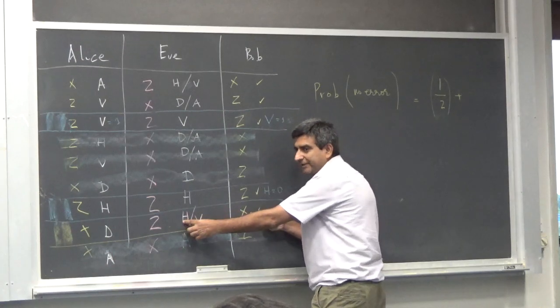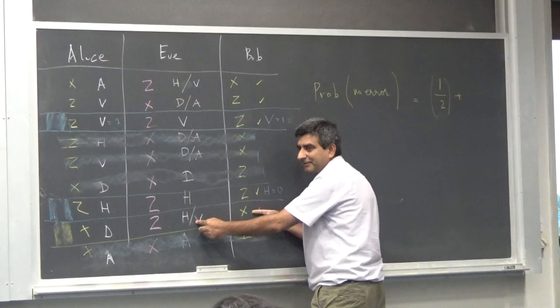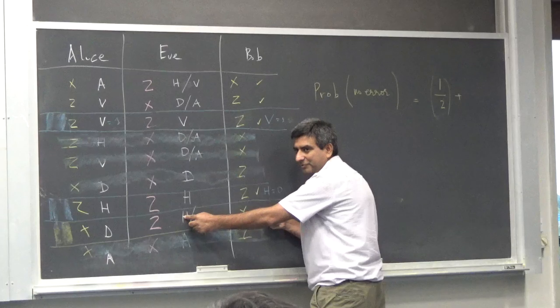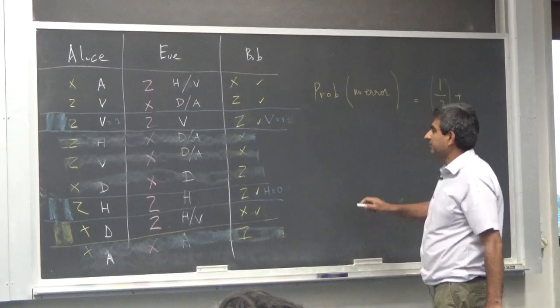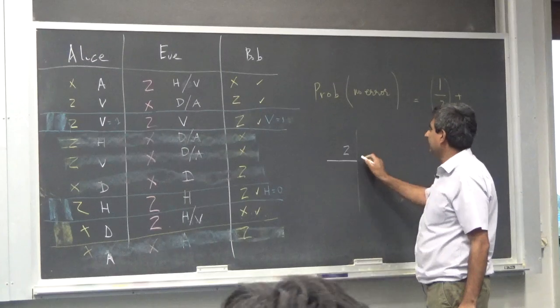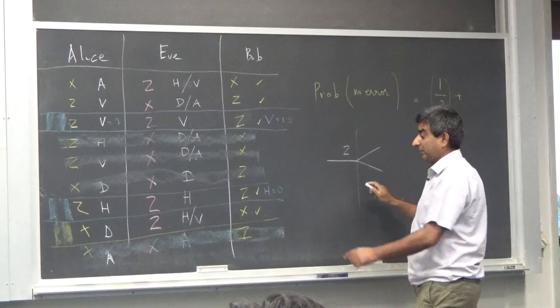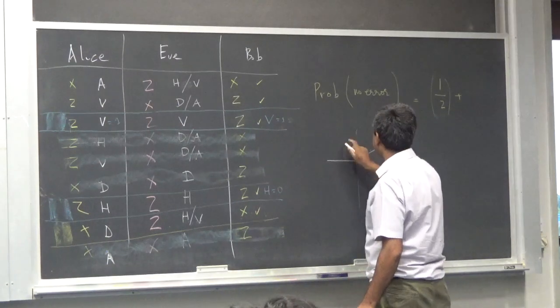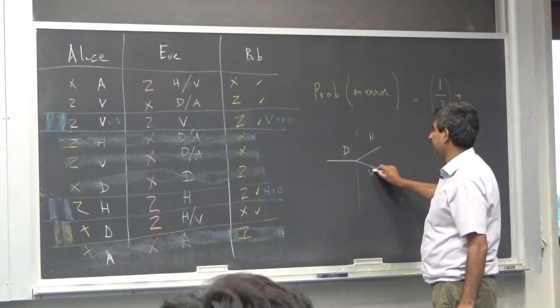But there are two possibilities here, H or V. With H you have a half probability, with V you have a half probability. So it's half into half, 1/4. Got it? So this is like if you make a probability tree: Alice has produced Z, this is Alice. Eve has produced, Alice has produced D, Eve has produced H or V.